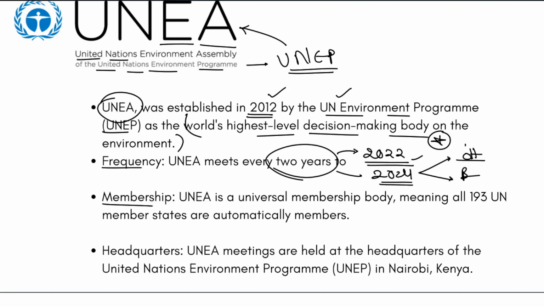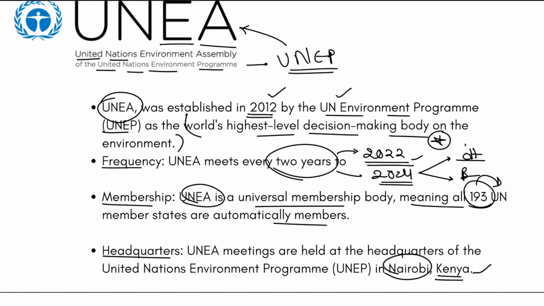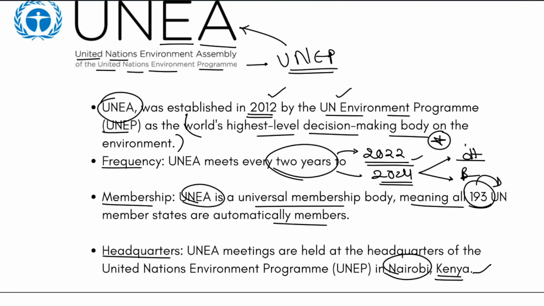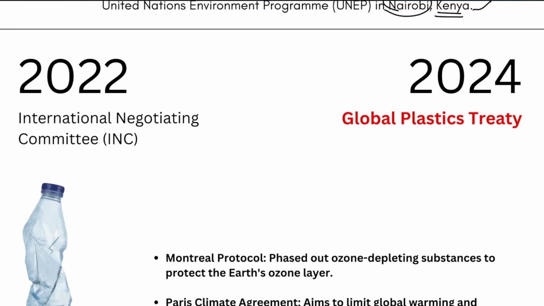Alright, the membership. UNEA is a universal membership body, meaning all 193 UN members are automatically members of the UNEA. Alright, the headquarters, these are very important. They are located in Nairobi, Kenya. It is the same place where the headquarters of UNEP are also. So in Nairobi, Kenya. Please remember this. Okay, so now we see what happened in 2022.